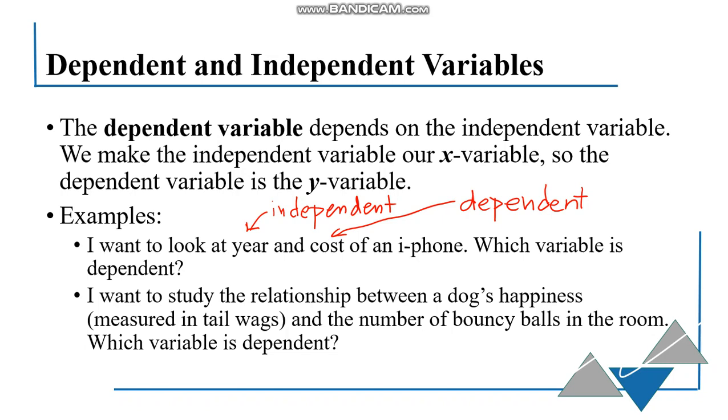Can I control how often that dog wags his tail? Not really, right? That's not up to me. Can I control how many bouncy balls are in the room? Yeah, I can, right? So this is the thing I can change. This turns out to be the independent variable because, right, I can change this, but I can't change his happiness, right? This is dependent on the thing I can change, which is the number of bouncy balls.